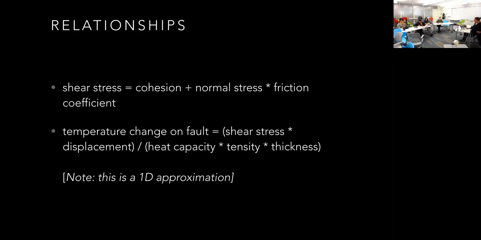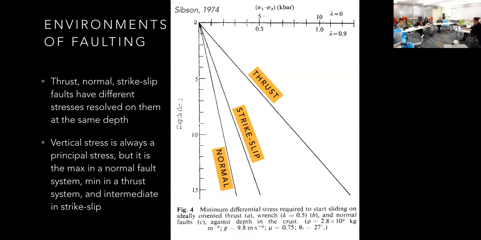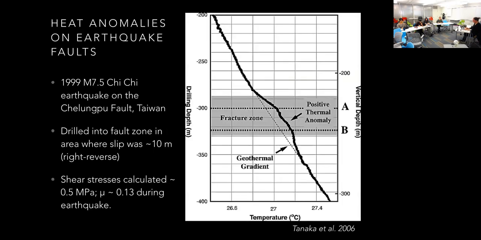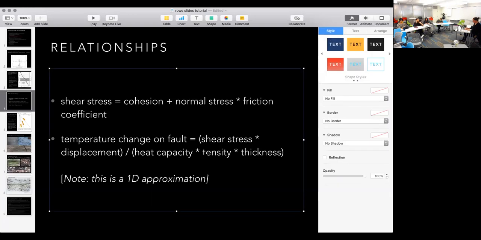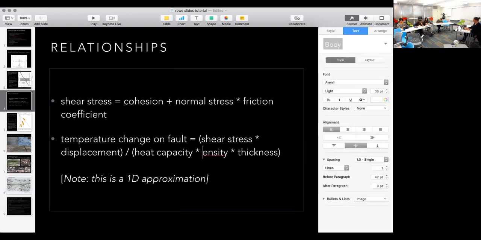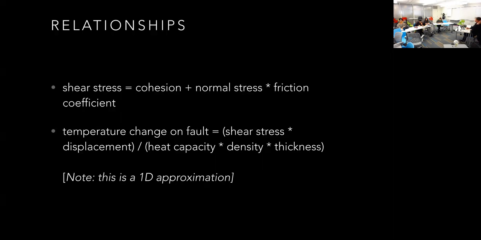And the temperature change on the fault surface is a function of the shear stress times the displacement divided by, obviously not tensity. Dang, I'm just gonna fix it here. Density. There we go. Real-time slide repair. I can't blame that one on autocorrect.